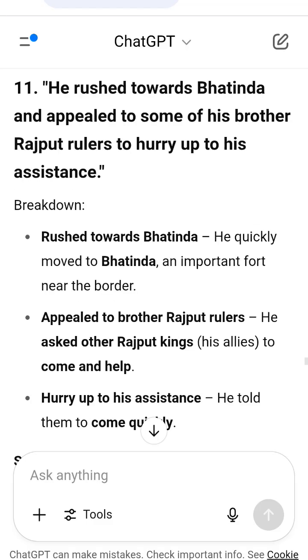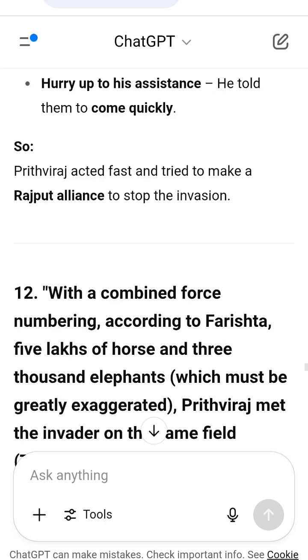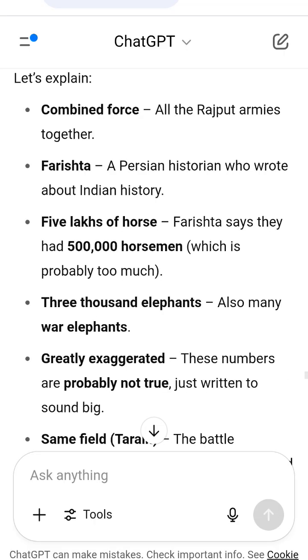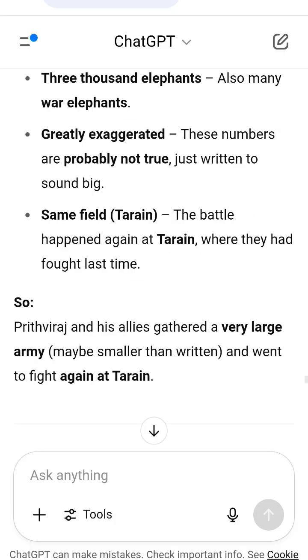Building a big army, Prithviraj and other Rajput kings gathered a huge army. A later historian named Farishta says they had 500,000 horsemen and 3,000 elephants. Probably an exaggeration, too high. But it shows the army was very big.